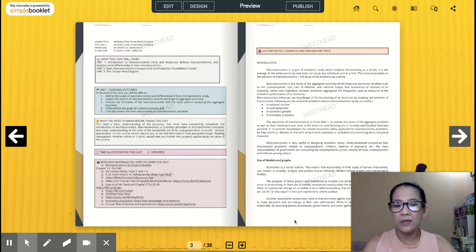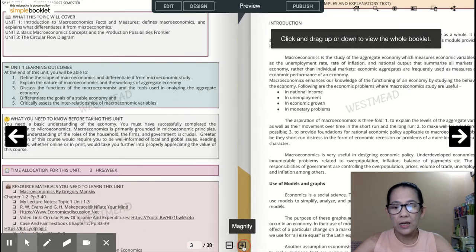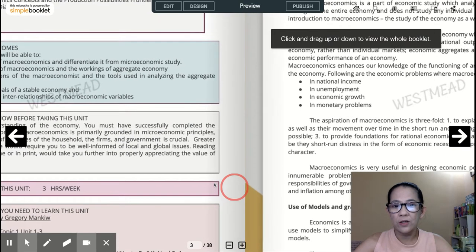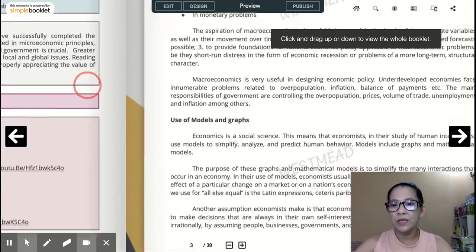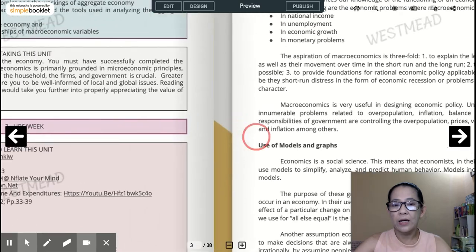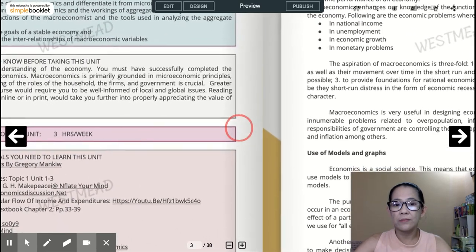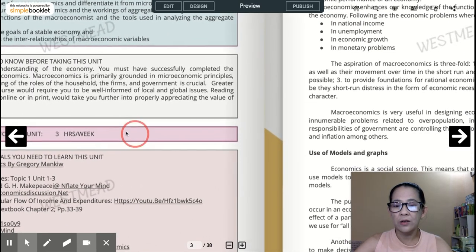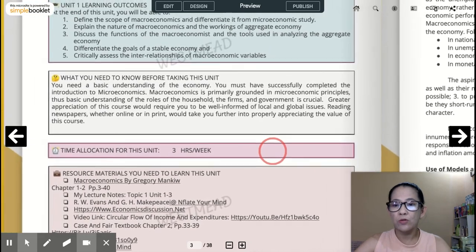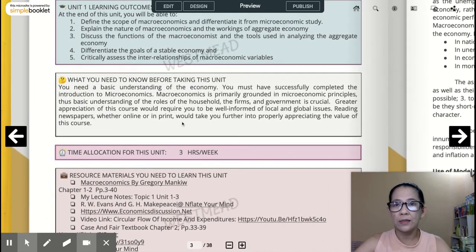And if you notice, this will particularly cover certain topics in basic macroeconomic concepts. It will also look at the production possibilities frontier as well as the circular flow diagram.